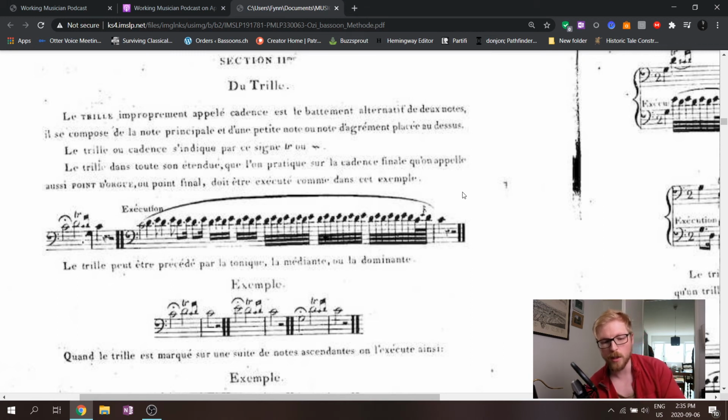And what I think you get a little bit out of the OZ section here is that he shows you that the trill is more than just a bunch of 32nd notes, but that it is an increasing or a fluid acceleration in this case.